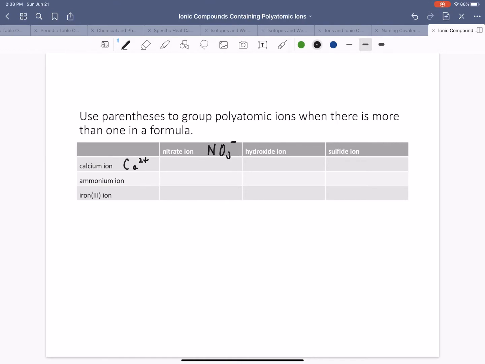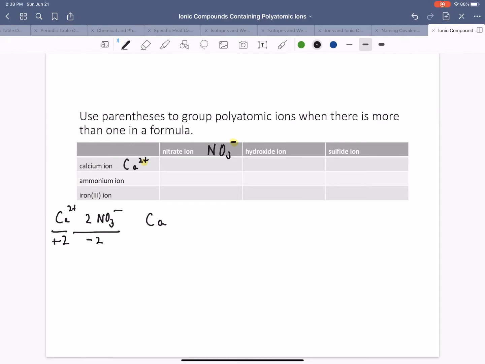So calcium has a +2 charge. Nitrate's a -1. We're going to need 2 nitrates to balance that +2 calcium ion charge. Because nitrate is a chunk, we can't just write it this way.